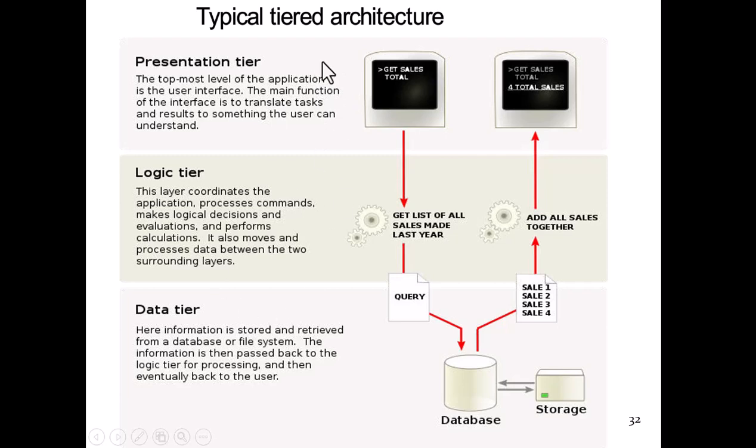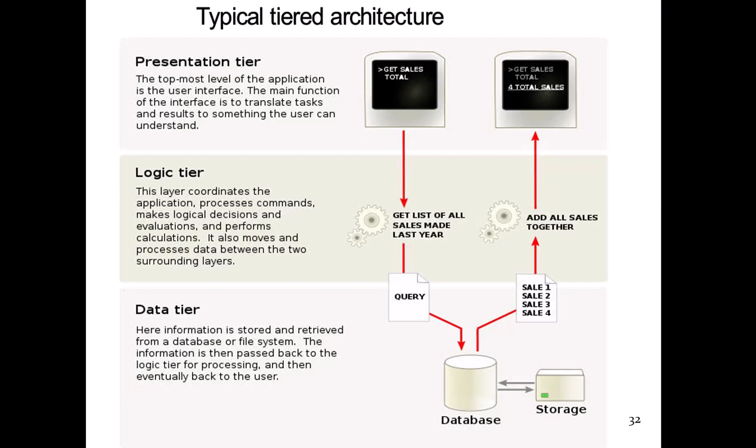So 3 different tools are involved. If we don't like this interface, we can easily develop it in some other tool. So with the physical separation, reusability and modifiability become easier. Logic tier: this layer coordinates the application, processes commands from the user, makes logical decisions and evaluation, and performs calculations. It also moves and processes the data between the 2 surrounding layers.